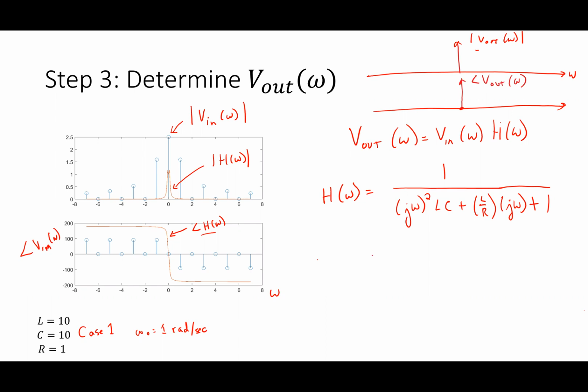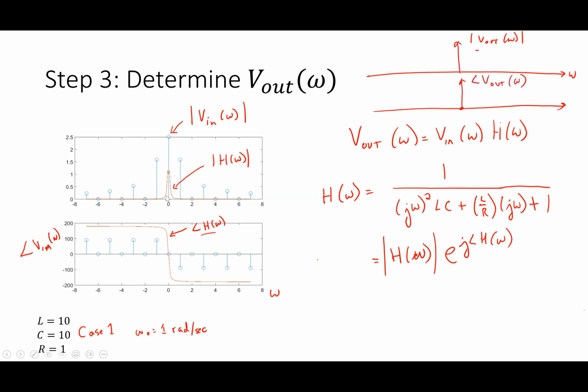Now, I can think of this as a complex number, so I can write it like that. It has a magnitude that is a function of frequency and an angle that is a function of frequency. On the top graph, I've shown what that magnitude looks like, and on the bottom graph, I've shown what the angle looks like.